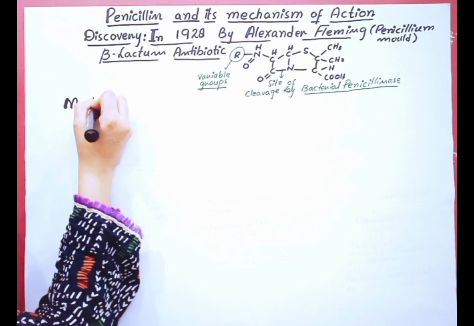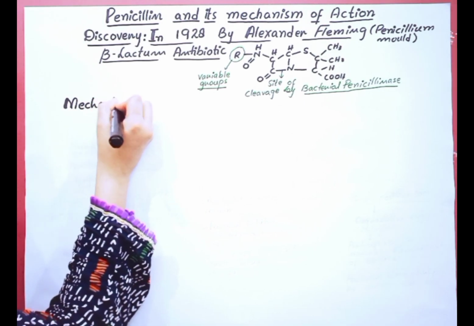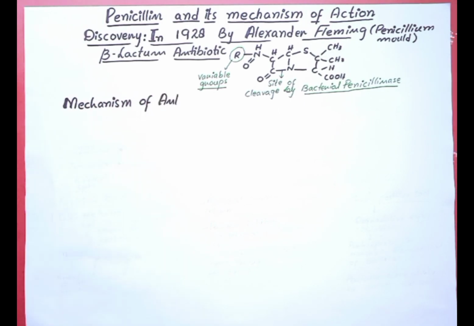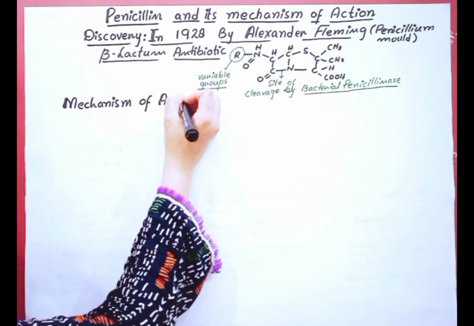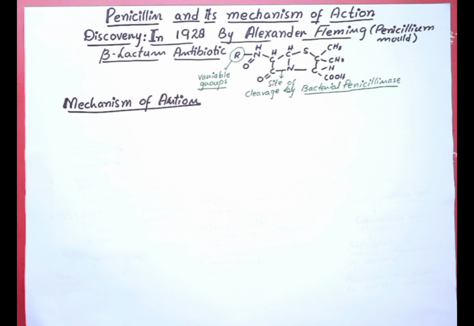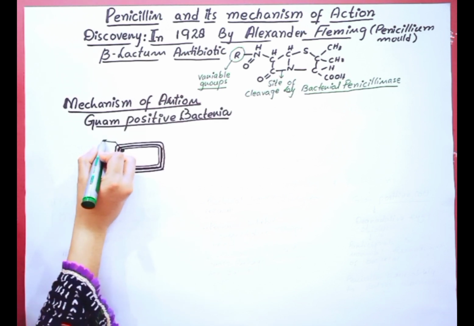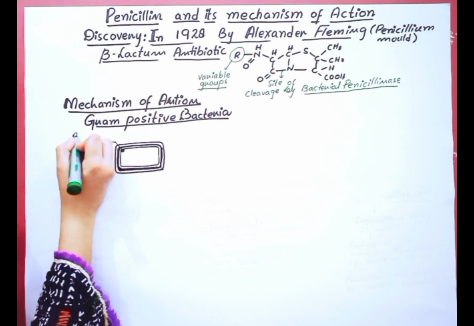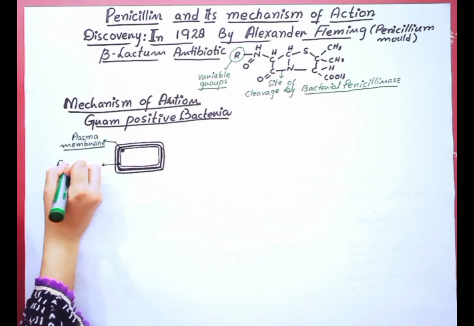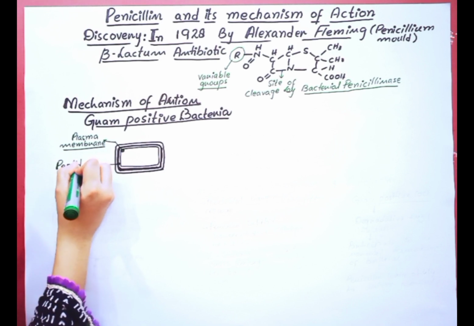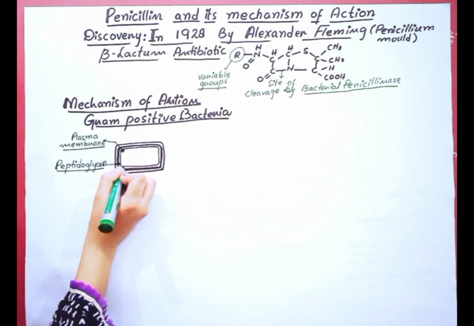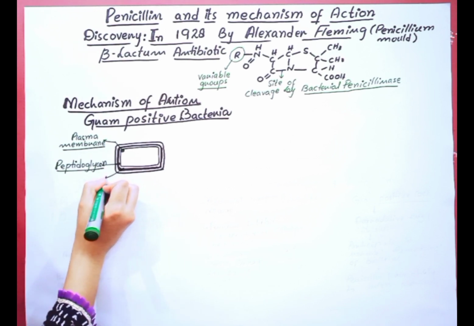Let's learn the mechanism of action of this penicillin, how this penicillin stops or inhibits the formation of the cell wall in bacteria. So the mechanism of action of penicillin is different in gram-positive and gram-negative bacteria. This one is the plasma membrane of the bacterial cell, peptidoglycan, and the space in between these two is the periplasmic space.